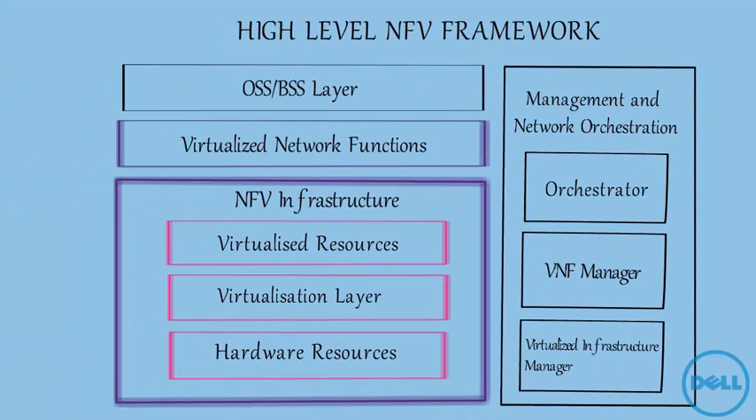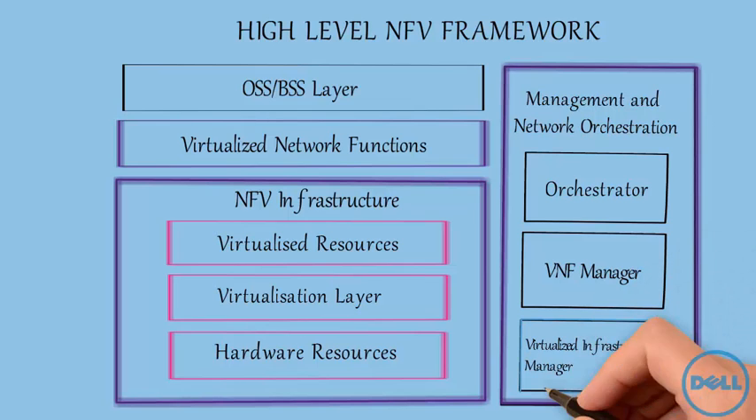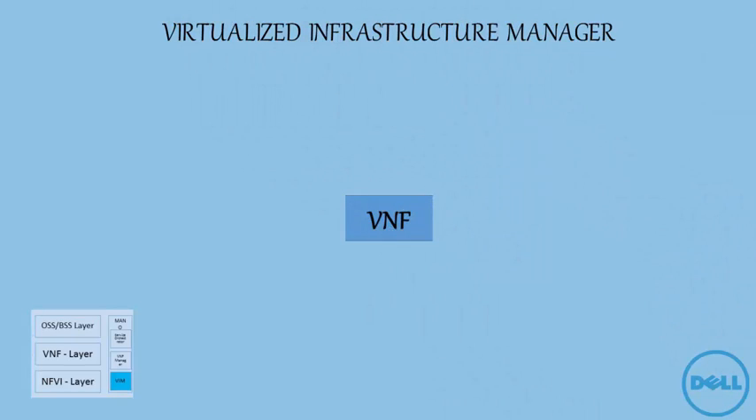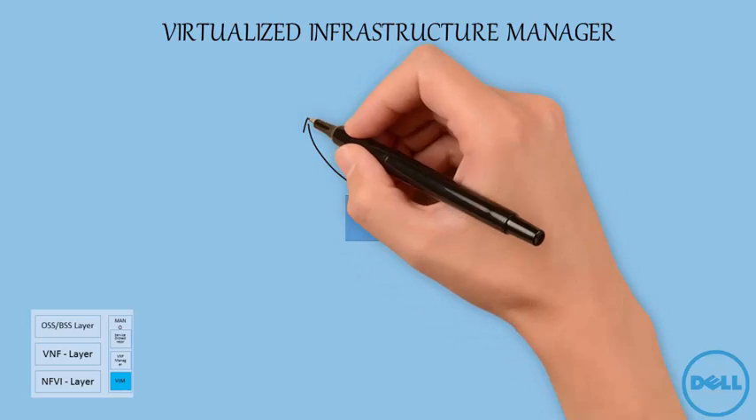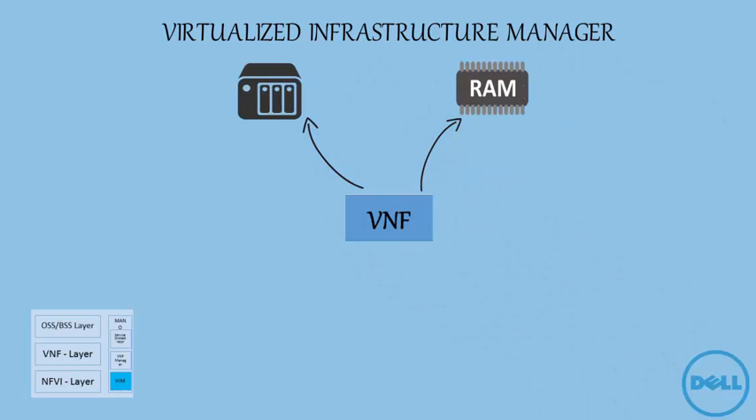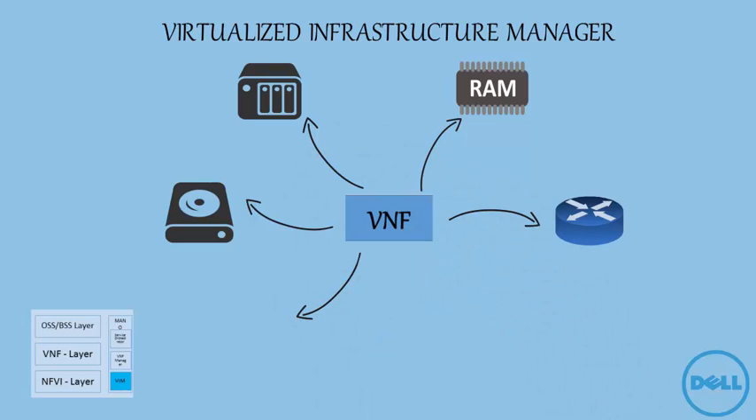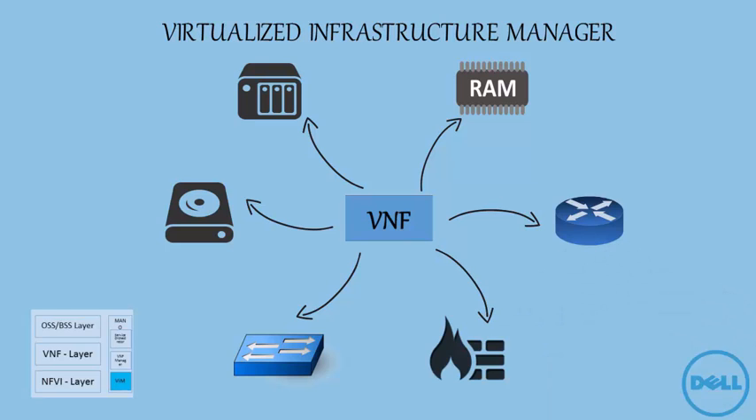The third component of the NFV architecture is the Management and Network Orchestration Unit, also referred to as MANO. MANO has 3 parts. The first part of the NFV MANO is known as the Virtualized Infrastructure Manager. The Virtualized Infrastructure Manager controls and manages the interaction of VNF with NFVI compute, storage, and network resources. It also has necessary deployment and monitoring tools for the virtualization layer.